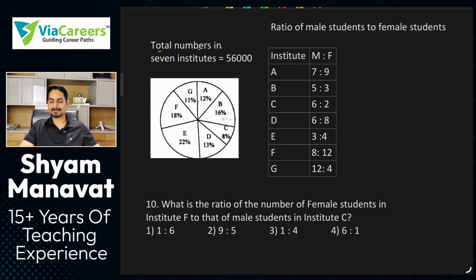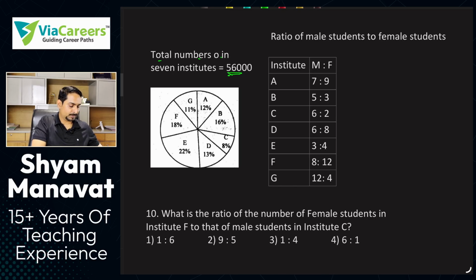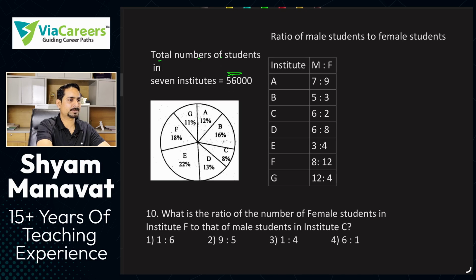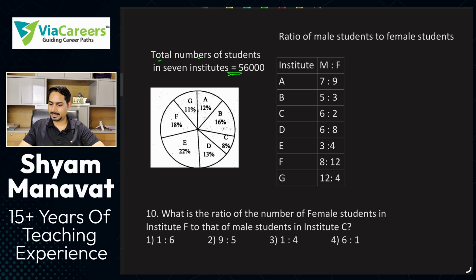Total number in 7 institutes, that is 56,000. So it should be total number of students. Okay, total number of students, it should be total number of students ऐसा होना चाहिए. Total number of students ऐसा कर लेते हैं, ठीक है. In 7 institutes. Yeah, correct. ऐसा है.